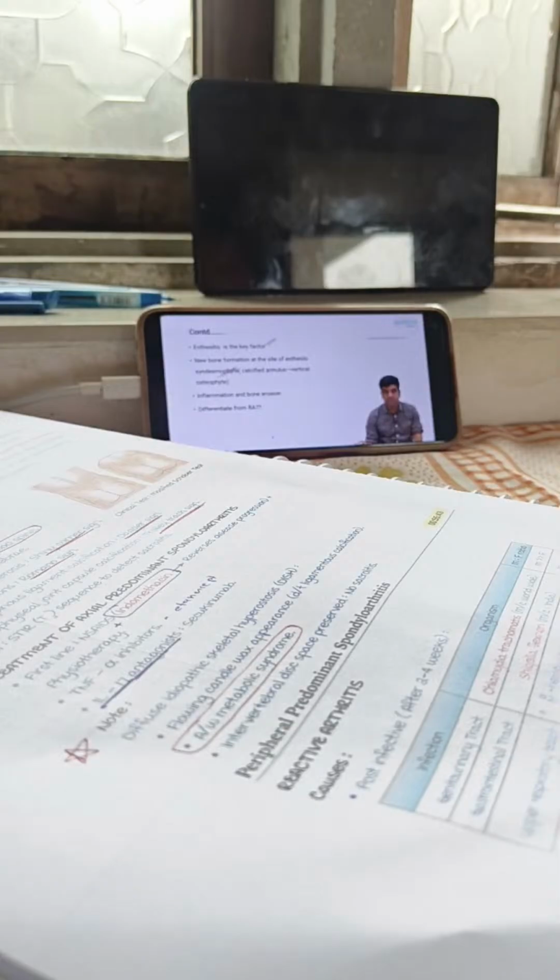Enthesitis is the key factor, correct. New bone formation at the site of enthesis is called syndesmophyte. That's not correct. Calcification of the annulus fibrosus is called a syndesmophyte. It is a vertical osteophyte or a syndesmophyte. New bone formation, you don't actually entertain that name. Inflammation, bone erosion, correct. Differentiating from RA, all the points we can actually see. Inflammatory back pain, correct. Enthesitis at the costocaudal junction can produce chest pain. That I forgot to tell you.